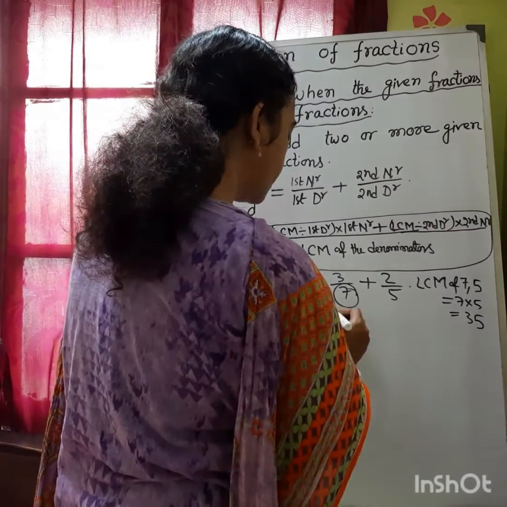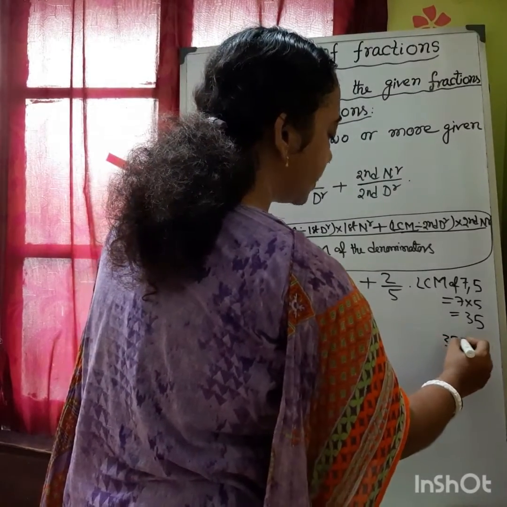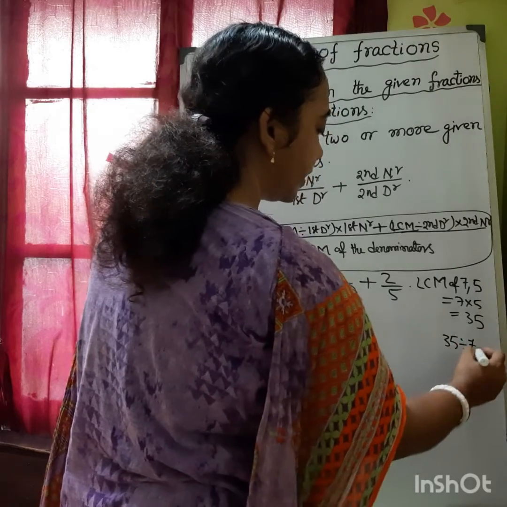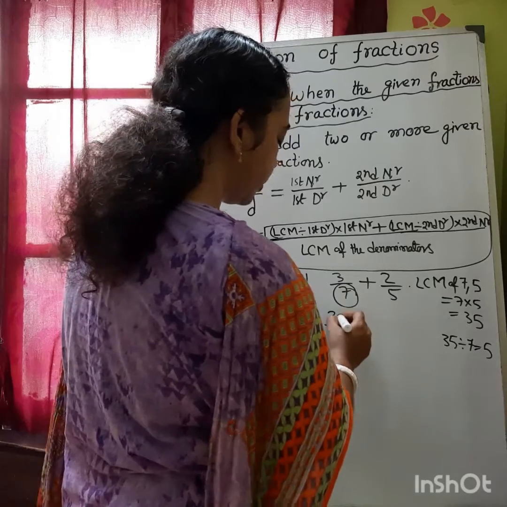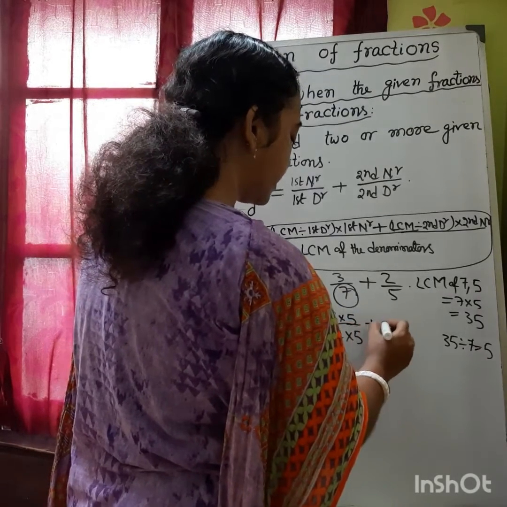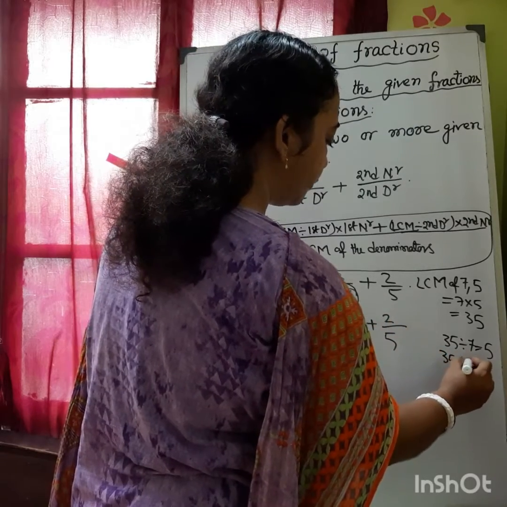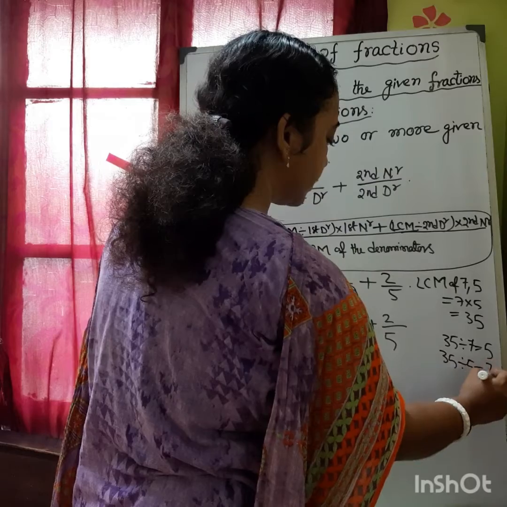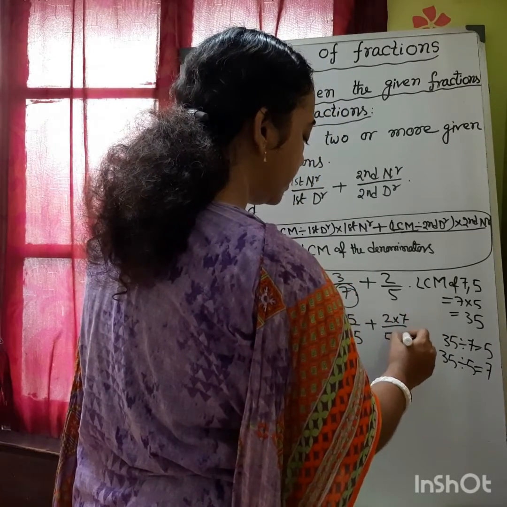So let us consider 3 by 7. So when 7 is the denominator, we divide 35 by 7. So we get the quotient as 5. So here we multiply both numerator and denominator by 5. And for the second case, 2 by 5 we write. And if we divide 35 by 5, that is this denominator, we get 7 as quotient. So here we multiply both numerator and denominator by 7.